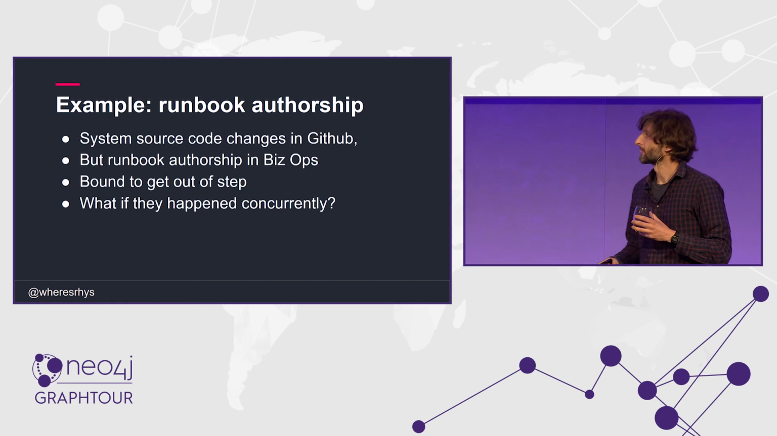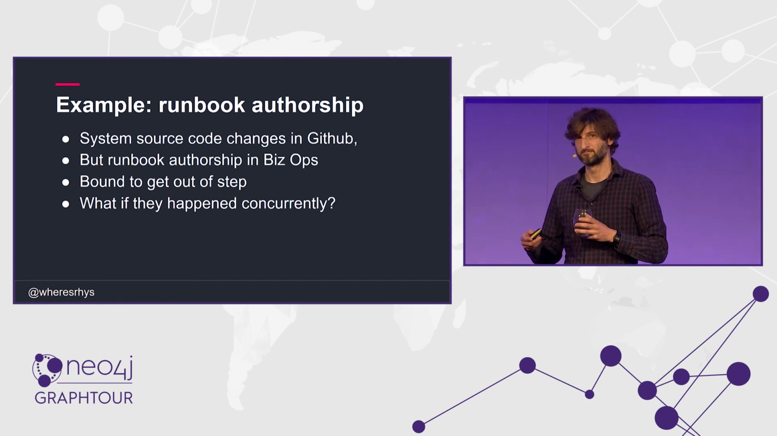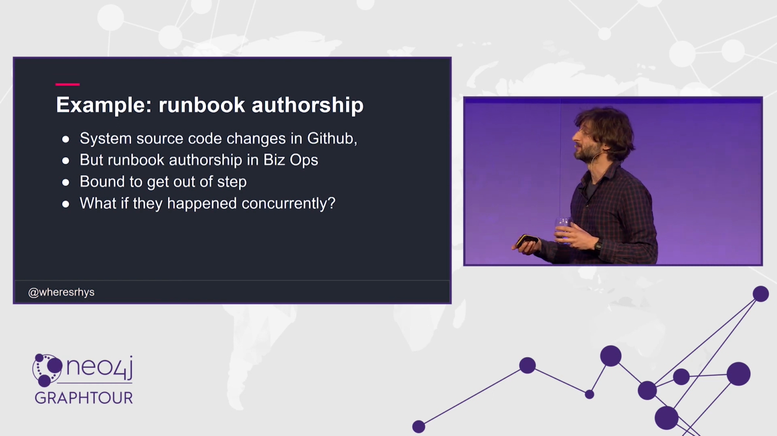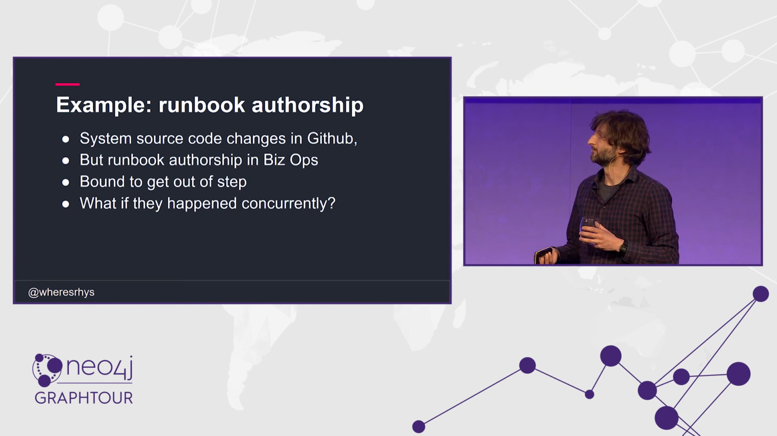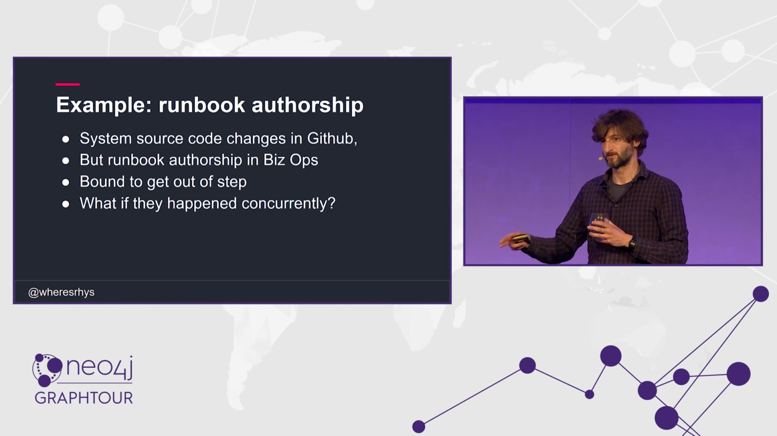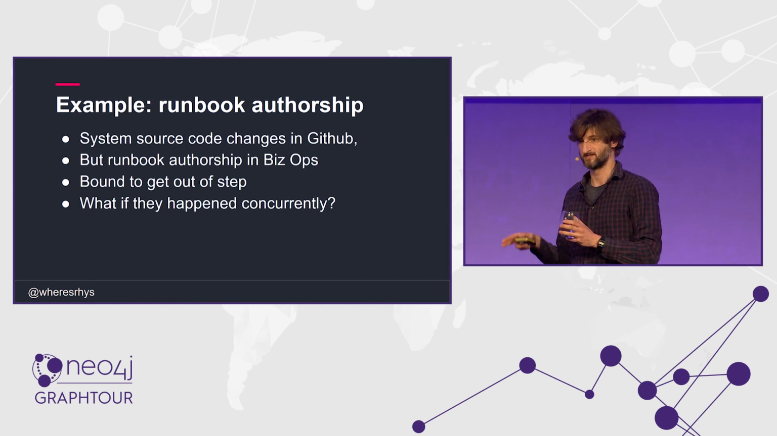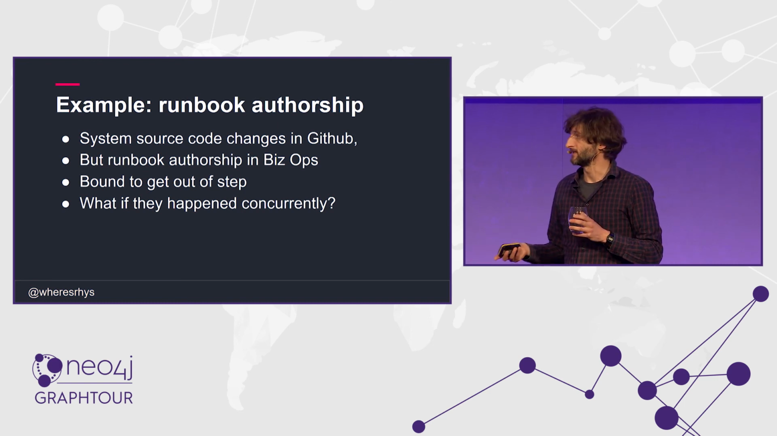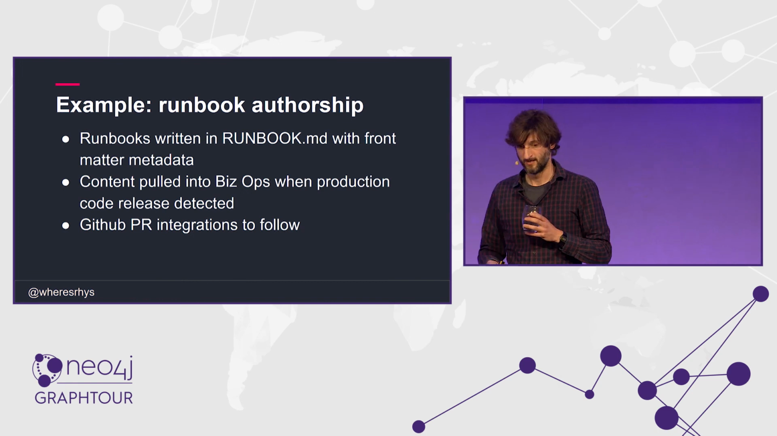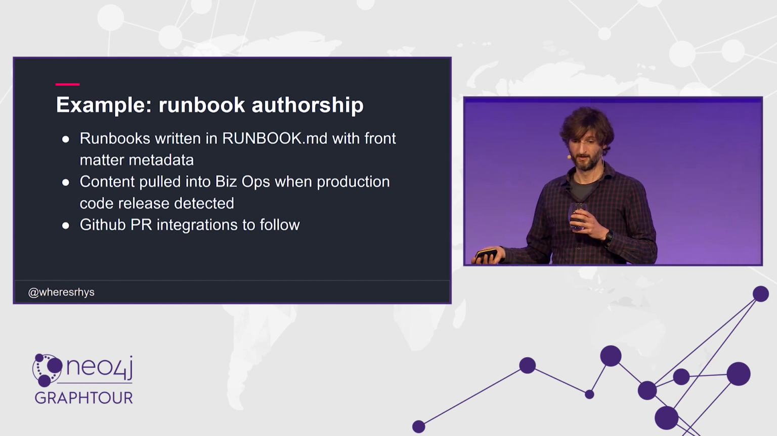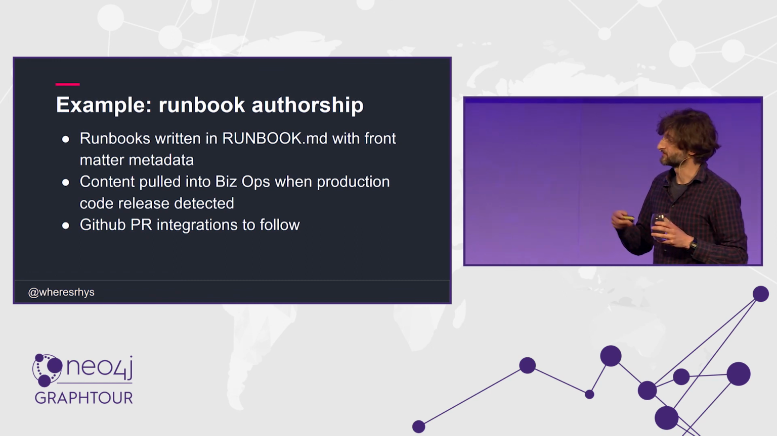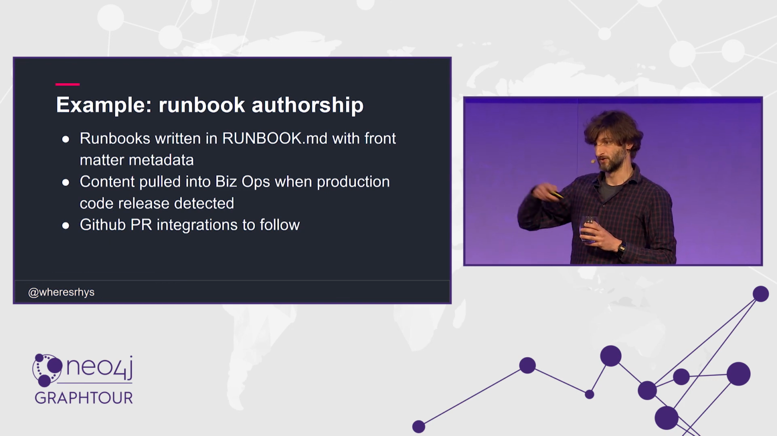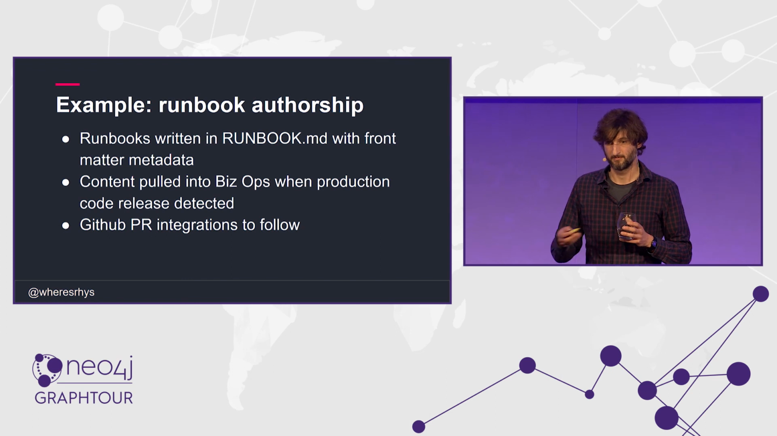So as an example, our runbooks are basically the documentation that our operations team go to find information about a system. When a system changes, that is caused by source code changes in GitHub. But to update the runbook, people are expected to come to the BizOps admin screens and type something in there. So they're not tied together in any kind of unified way, and they're bound to get out of step eventually. So what we're now working on doing is maintaining runbooks in a file in the code repository. And whenever we detect a production release has happened, we pull this structured content into the BizOps database, which drives a new publish of the runbook. And on top of that, we can now start building extra integrations with GitHub and Slack and things like that to really drive up the quality of what people are writing.